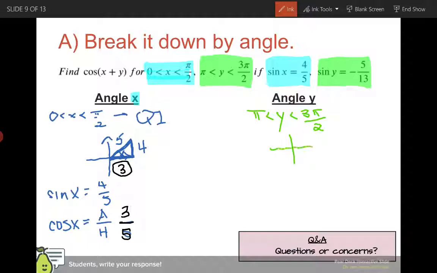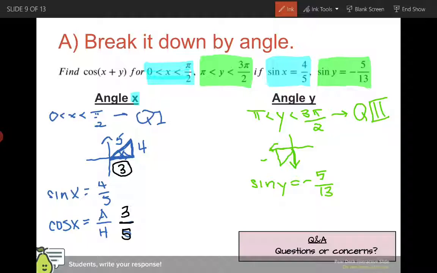When in doubt, draw it out. Pi is 180 degrees. 3 pi over 2 is 270. I want this quadrant. So this is a fancy way of saying, oh, give me your ratio in quadrant 3. Now, quick note, quadrant 3, the x and y are both negative. So now I know the sine ratio. The sine of angle y is -5 over 13.